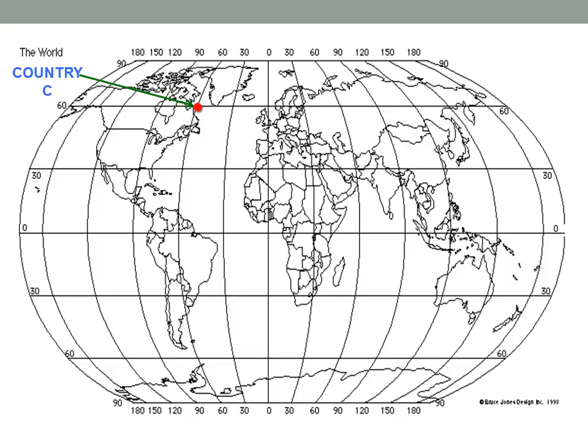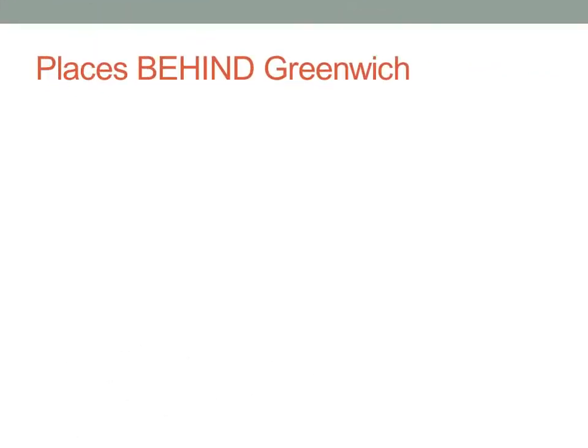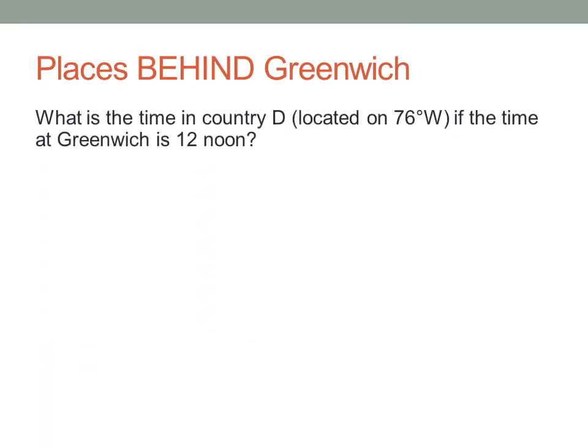Here is our graphical representation of country C located along 60 degrees west of the Greenwich meridian. Our second worked example states, what is the time in country D located on 76 degrees west if the time at Greenwich is 12 noon?